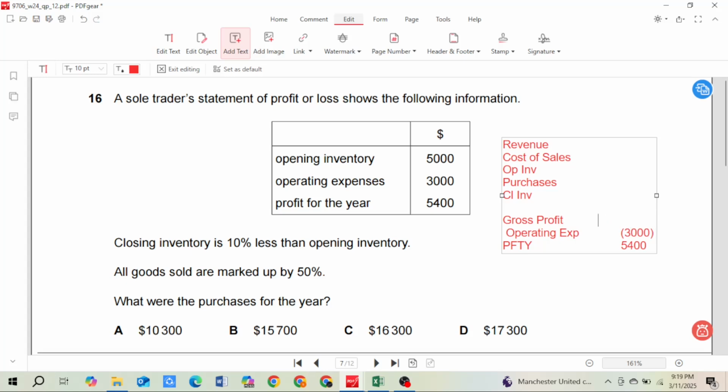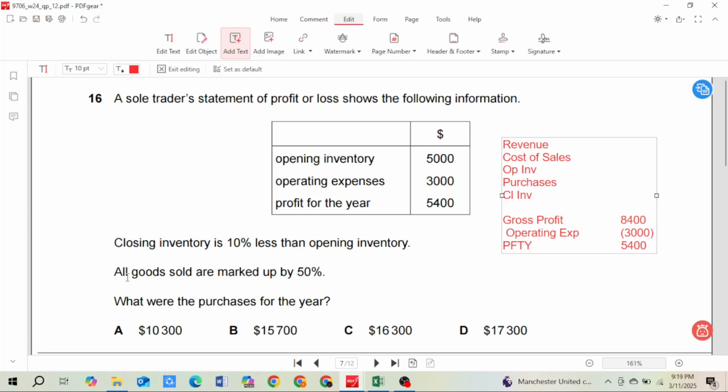With the help of this I can easily find out what is my gross profit. So gross profit should have been 8400, simply adding 3000 to 5400. So this is my gross profit. So I need to find out cost of sales.